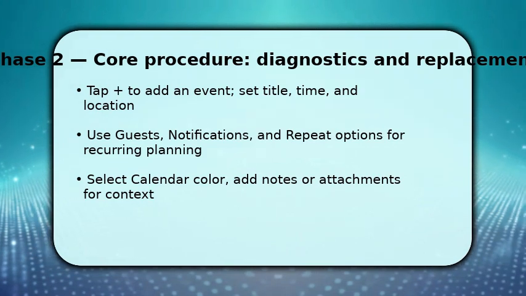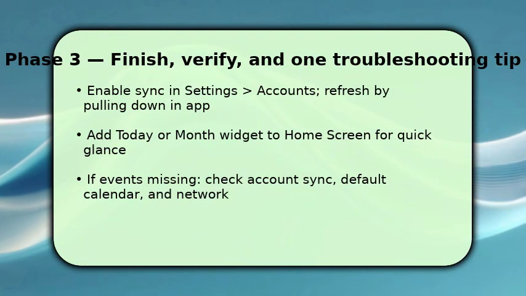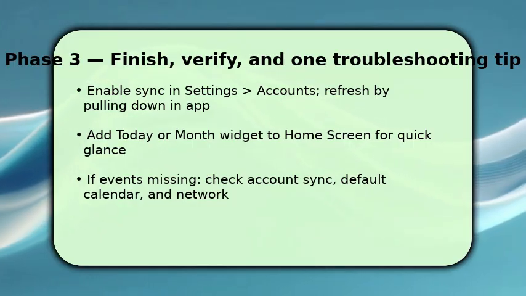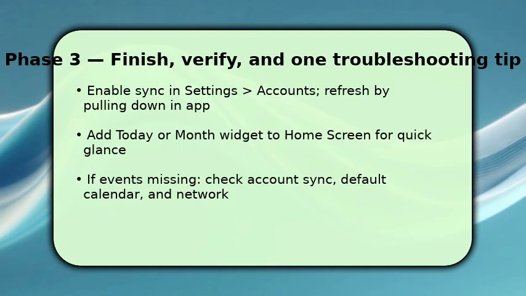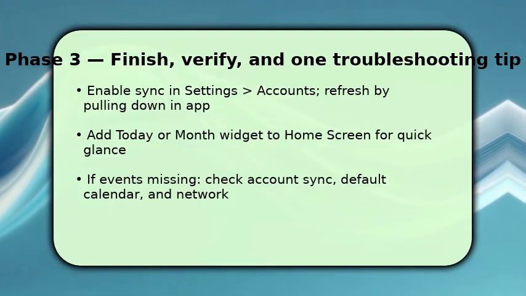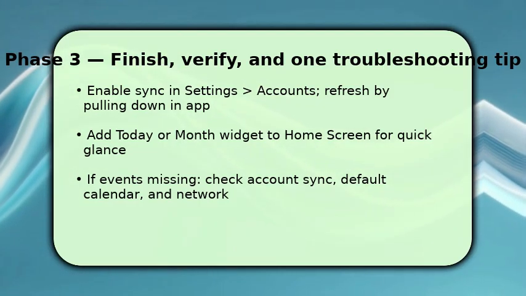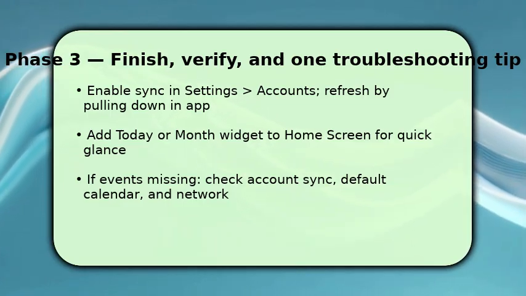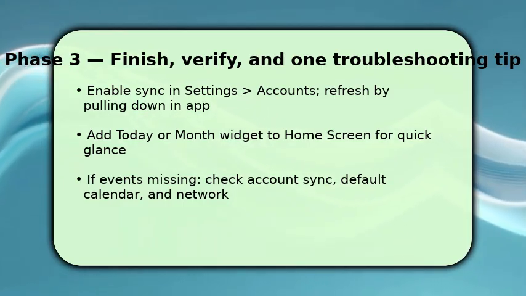You finish by ensuring synchronization and quick access across devices. Enable sync for your Google account under Settings and refresh the app by pulling down. That forces a sync immediately. Then, add the Google Calendar widget to the home screen for a fast glance at upcoming items.